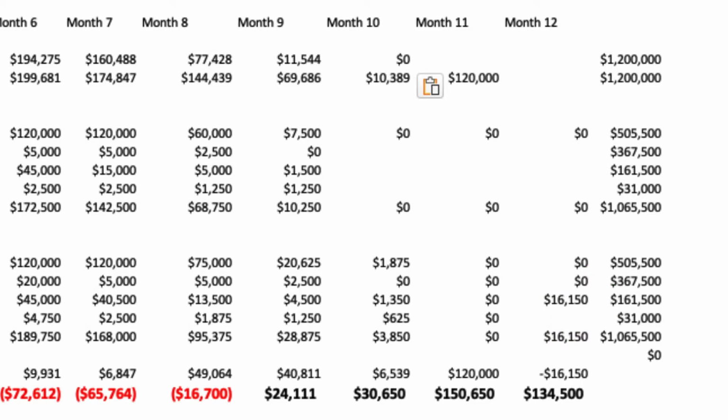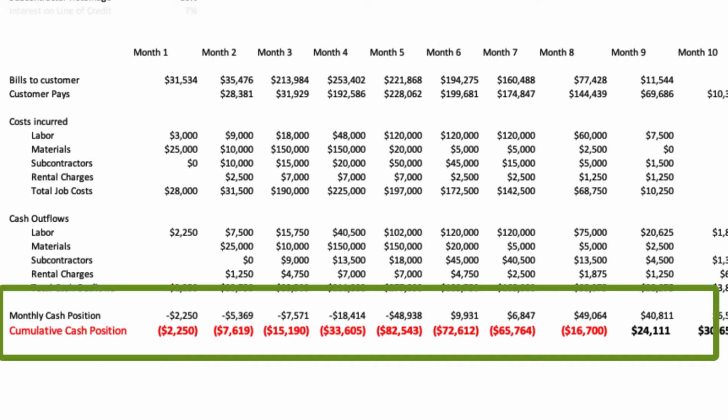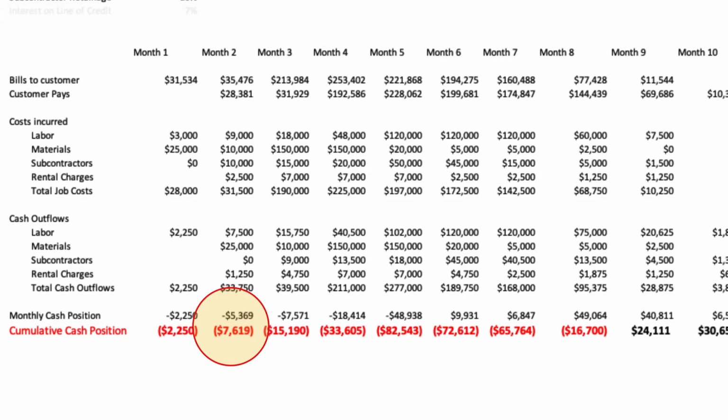In this scenario, we have billed the contract amount of $1.2 million. Our costs show as $1,065,500 and a profit of $134,500. Down at the bottom, you can see what the monthly and job-to-date cash flow has been for this job. In the first month, we were out of pocket $2,250. In month 2, we went out of pocket another $5,369 for a job-to-date total of $7,619. You can see that from a job-to-date basis, we do not become cash positive until month 9, near the end of the job.